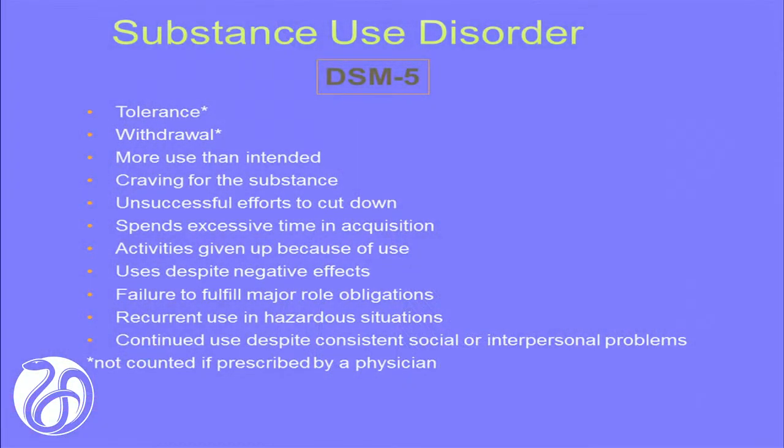Failure to fulfill major role obligations, recurrent use in hazardous situations, and continued use despite consistent social or interpersonal problems. These are the classic signs of addiction, and the Yale Food Addiction Scale has tried to pattern itself after DSM-4, and I'm sure they can do a very good job of adapting it to DSM-5. But still, it's squeezing something that was meant for drugs into something that is normal behavior for all of us. And certainly we can't have abstinence as a goal from food, because obviously that means starvation. And this is just to remind you that it's not counted if it's prescribed by a physician, as the last one there says.